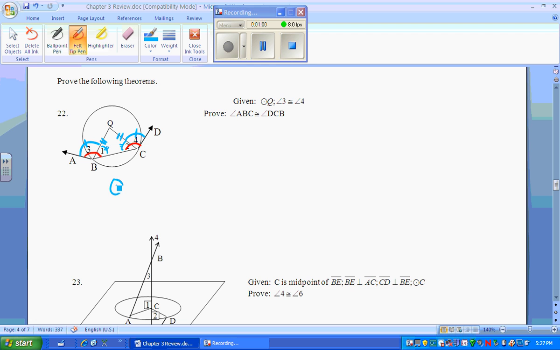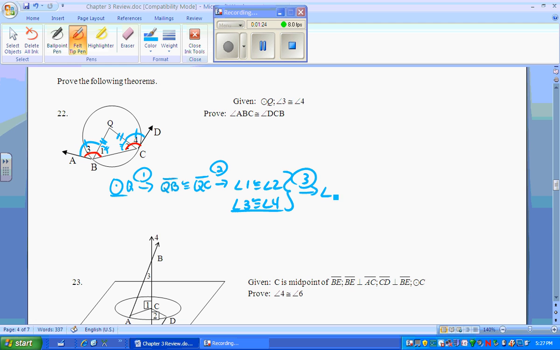So what does this proof look like? You start with circle Q. Reason 1, you can say QB is congruent to QC. From there, reason 2, you can say angle 1 is congruent to angle 2, because if sides, then angles. Then we can add 3 and 4 to those two and end up with ABC being congruent to angle DCB. 3 reasons.